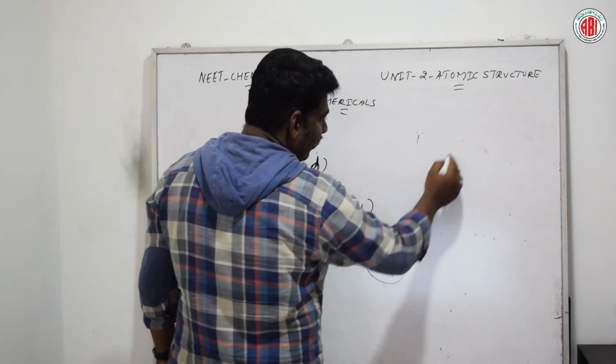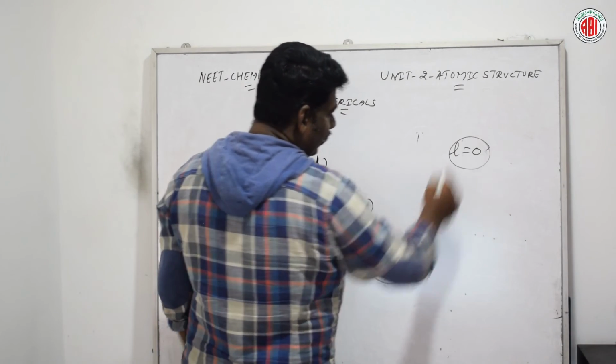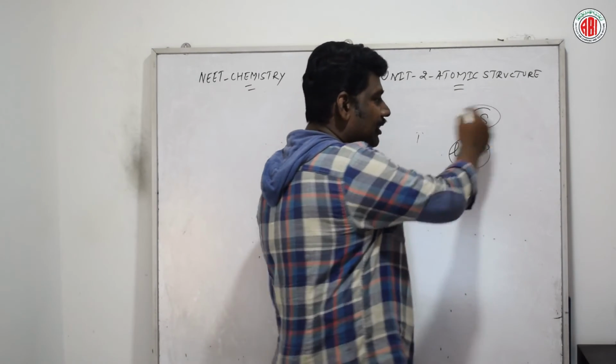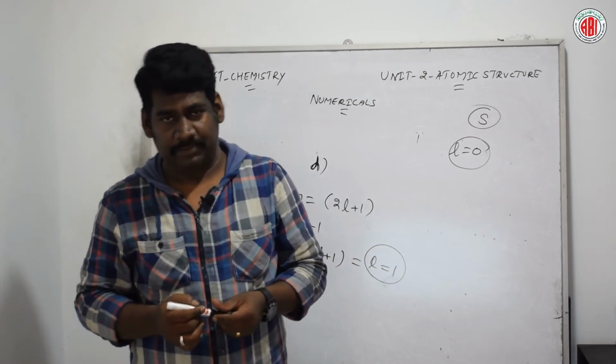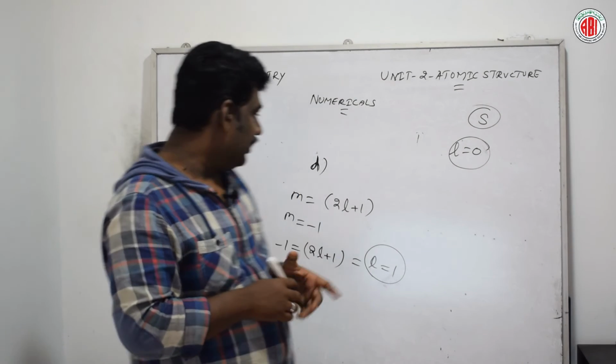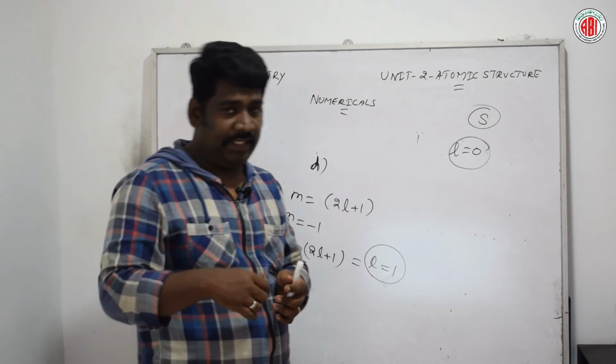So the least value of L is equal to 0 actually, so it is 1 here. So it cannot be present in the s orbital. Yes, in the s orbital it cannot be possible. So L should be 0. According to this particular question, option D is the right answer. Now let us go for the next question.